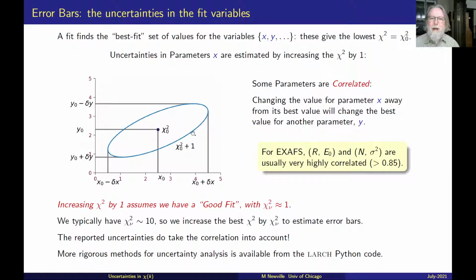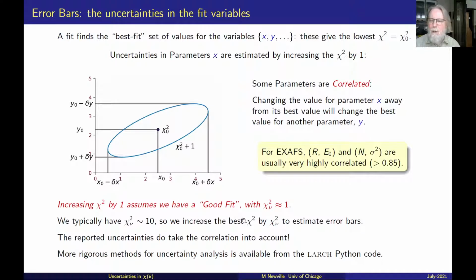So given this plot, increasing the chi-square by 1 assumes that we have a good fit. So it assumes that reduced chi-square is 1. In fact, we usually have reduced chi-square of about 10 or so. So what we really do is we increase chi-square by reduced chi-square to estimate the error bars. This is sort of saying that we got a reduced chi-square of 10, and that must mean that we had the error bars off by a little bit, because I think this is a good fit, and really reduced chi-square should have been 1. So just adjust the error bars in the data until reduced chi-square is 1, and then go through this process.